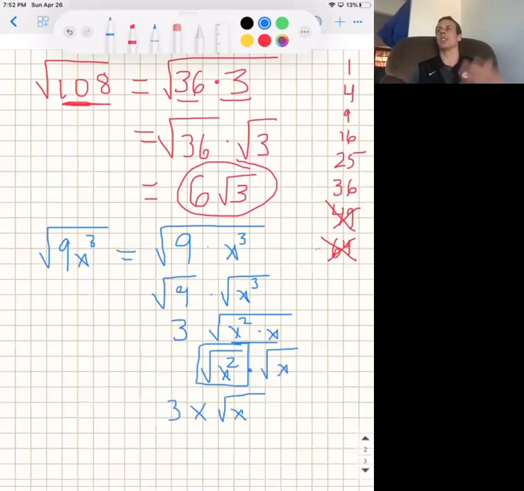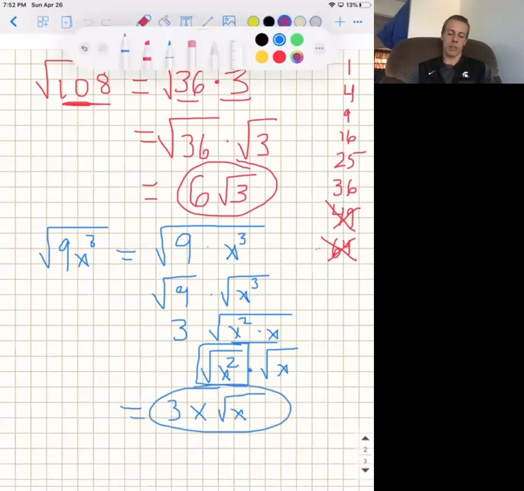It's like asking, what's the square root of 2? Well, there's no way to simplify it because there are no perfect squares that go into just 2. Likewise for x. So this would be our simplest form right here. Okay, so that's all good. Let's look at one more example.